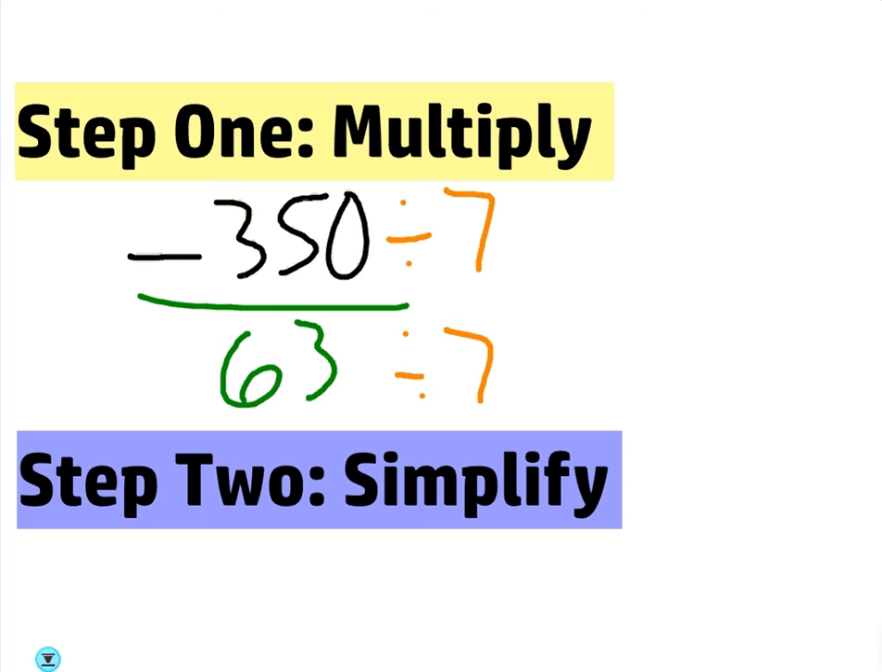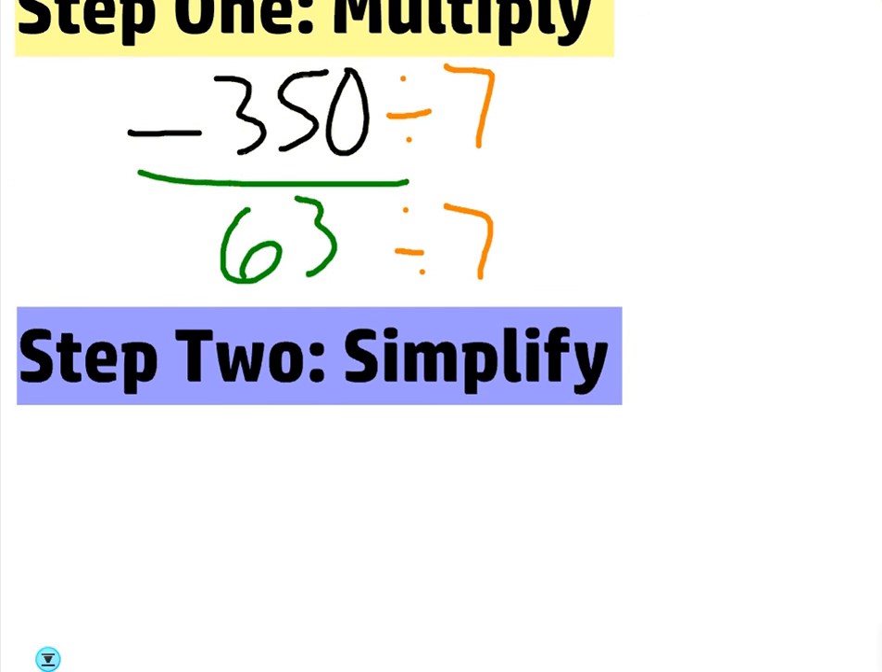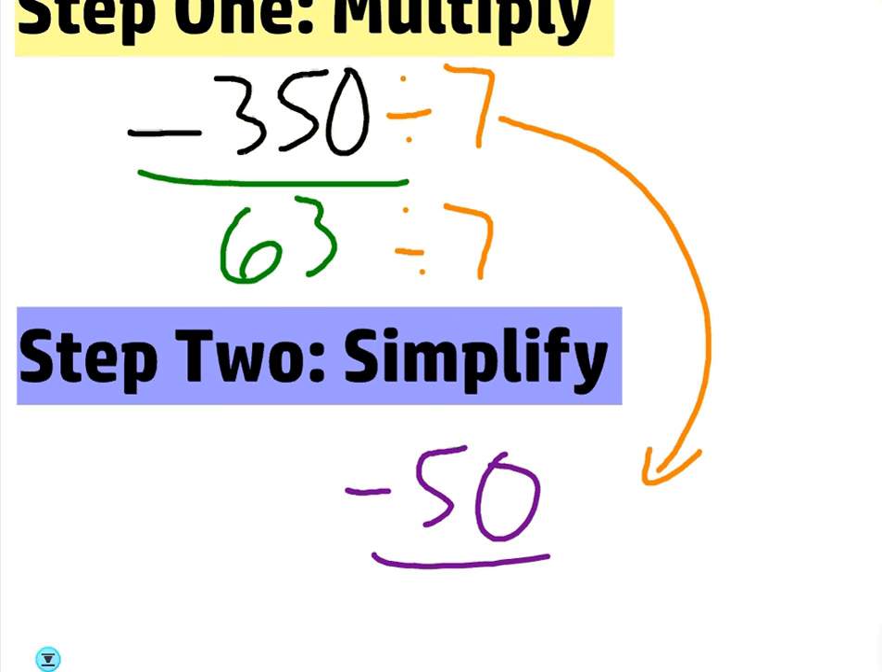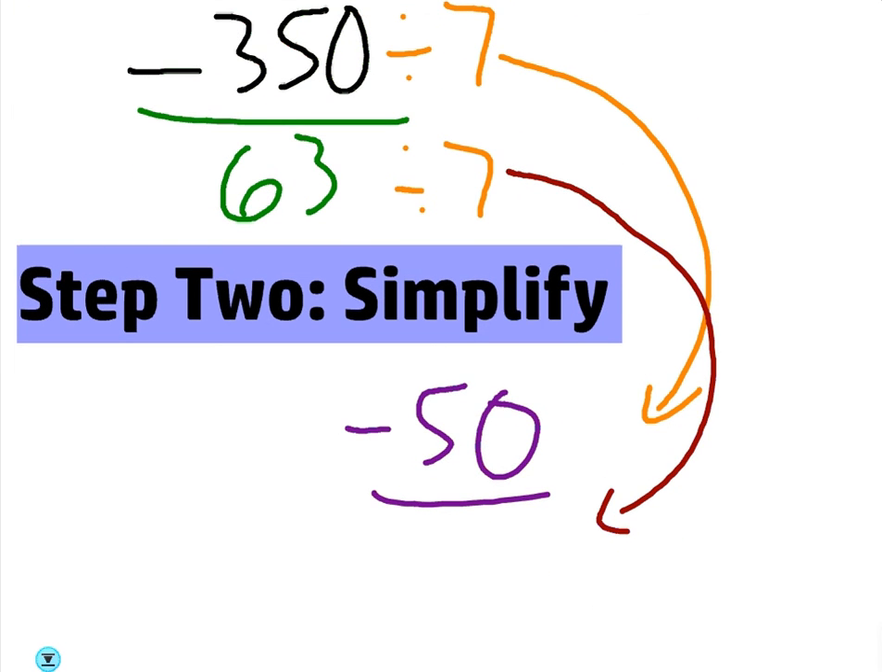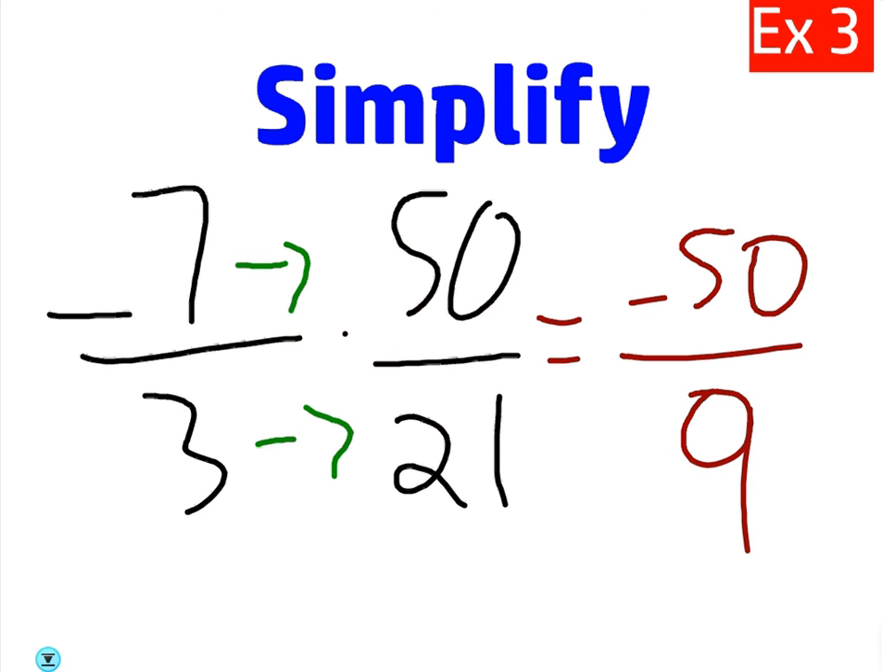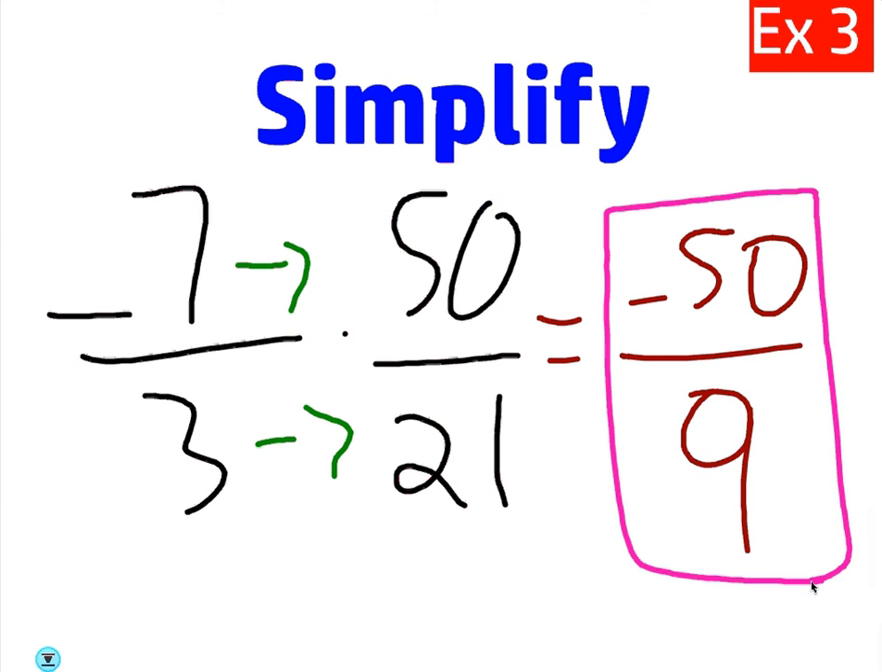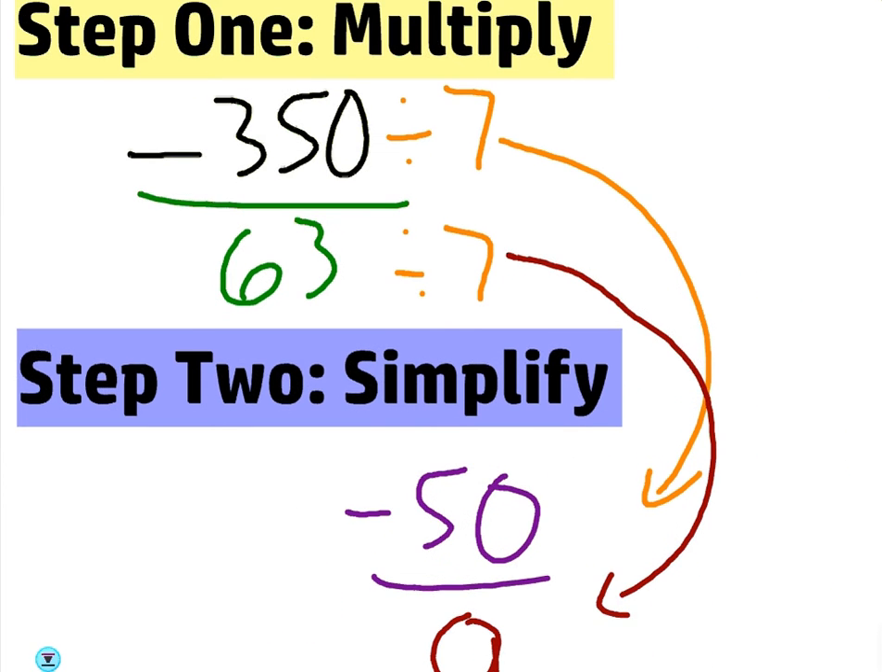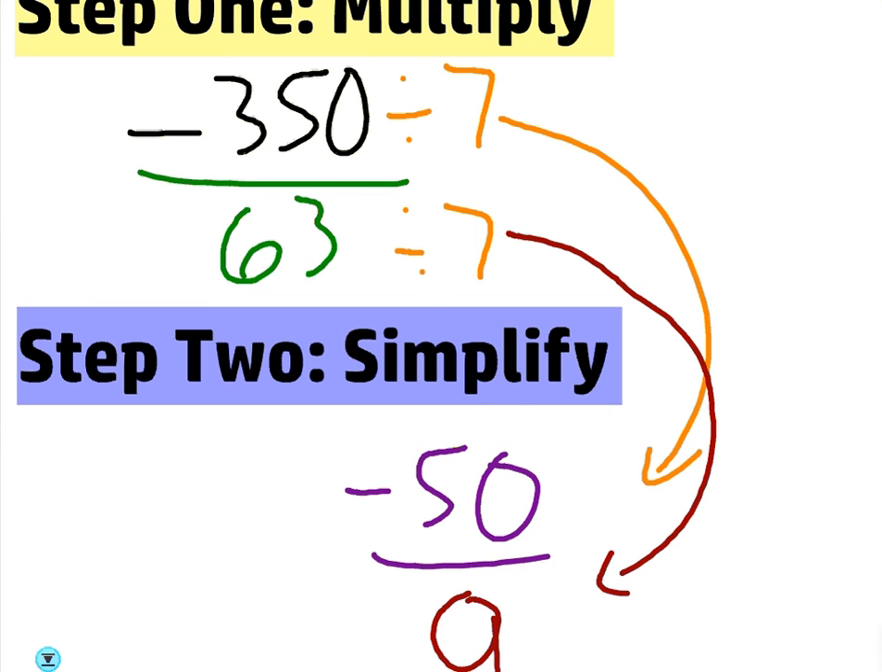Okay? When we simplify this, what's negative 350 over 7? Negative 50. Okay? 63 over 7 is what? 9. There you go. Therefore, the final answer is negative 50 over 9. Any questions on that one? Multiply straight across, reduce the fraction. That's all you have to do.